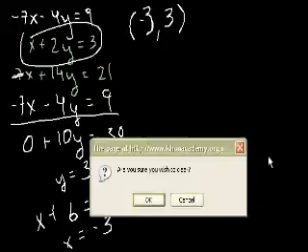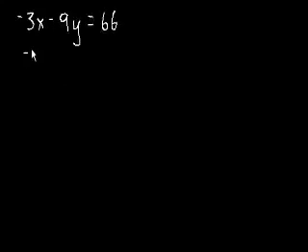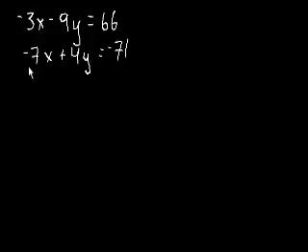Let's do one more. Hope this one's harder. I think it will. Okay, so it's negative 3x minus 9y is equal to 66. We have minus 7x plus 4y is equal to minus 71. So here it's not obvious. So what we have to do is, let's say we want to cancel out the y's first. What we do is we try to make both of them equal to the least common multiple of 9 and 4.